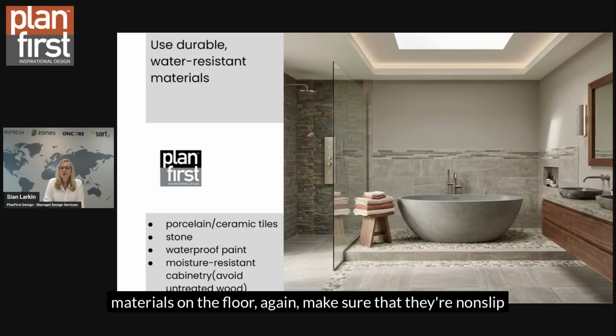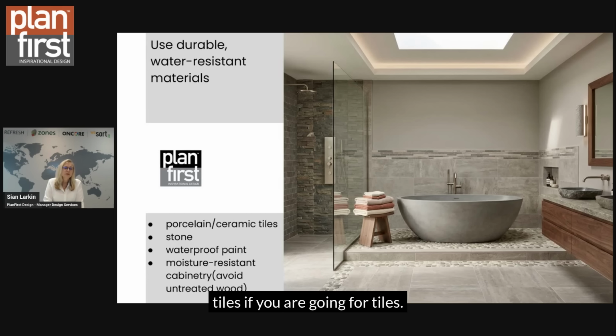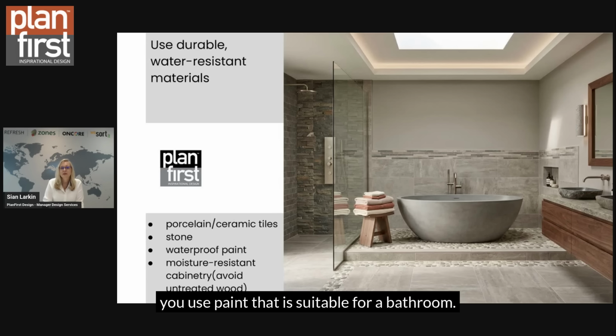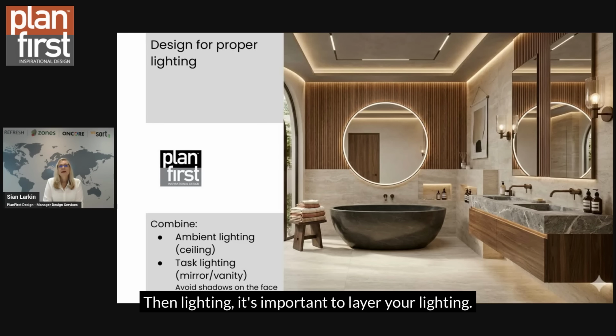Materials on the floor, again, make sure that they're non-slip tiles if you are going for tiles. Paints as well, that's interesting to just note, is make sure that you use paint that is suitable for a bathroom. Then lighting, it's important to layer your lighting.